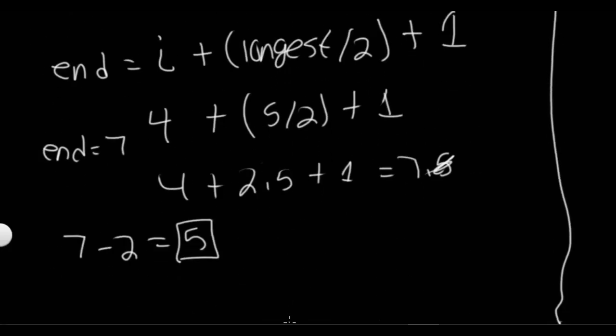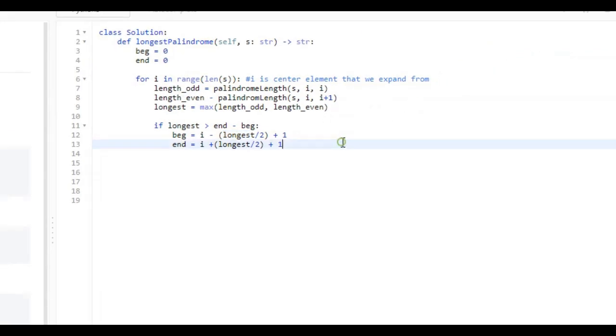Let's get back to coding. Okay. So we've done that. We've updated the beginning and end variables if the longest is now the new longest palindrome we have ever found. And that's basically it for this function, because after we've iterated through every single character in our string, we are done. We found the longest palindrome, so we're just going to return.